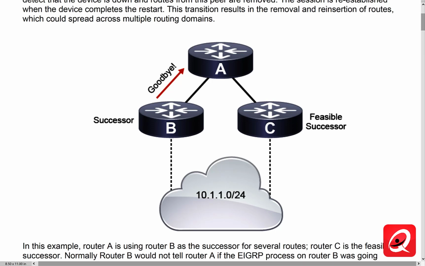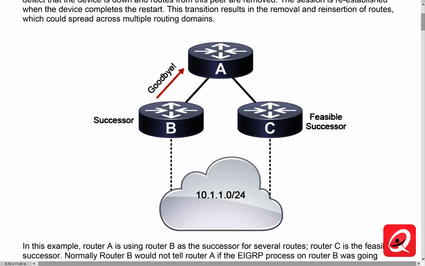Generally, my recommendation would be to use BFD. BFD is a standard approach to sub-second convergence. But if BFD is not available, or if you don't want to run BFD, graceful shutdown can come into play.